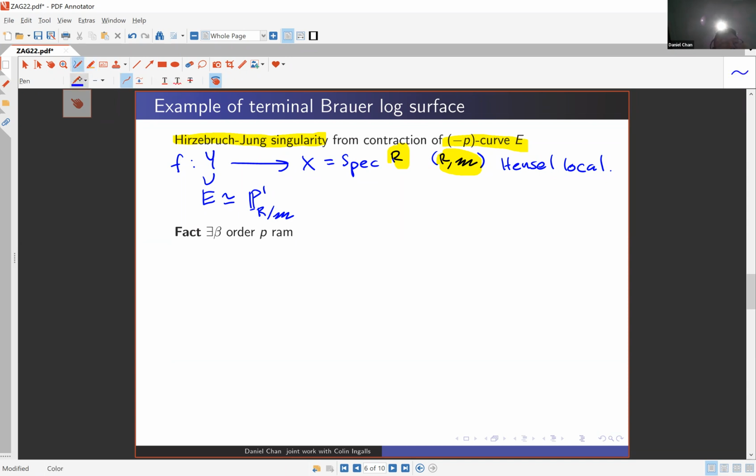So I also have to enrich this Hirzebruch-Jung singularity with a Brauer class. And I'm just going to tell you that there exists a Brauer class beta of order p ramified on E only in Y. Let's draw a picture here. I don't know the best way to do this sort of thing. So here's my E, which is a minus p curve. And there's some sort of ramification there.